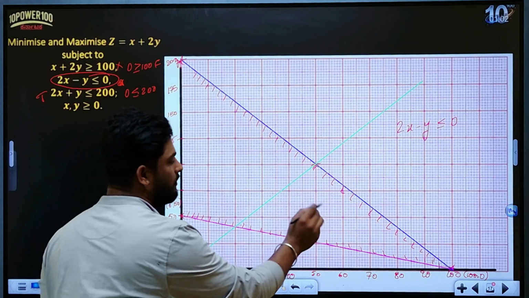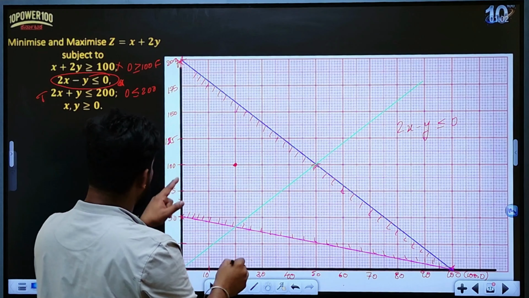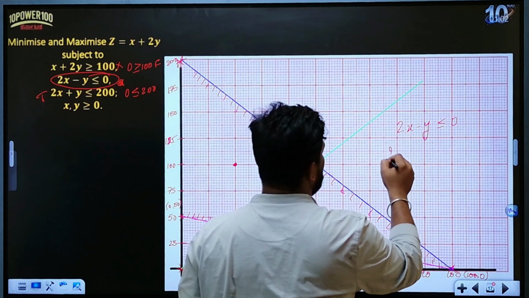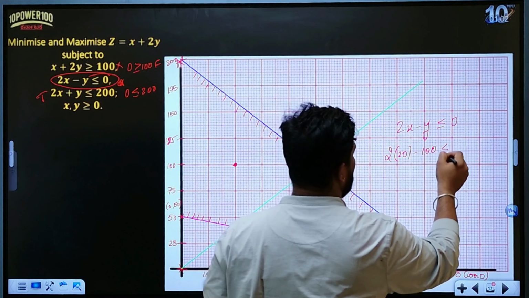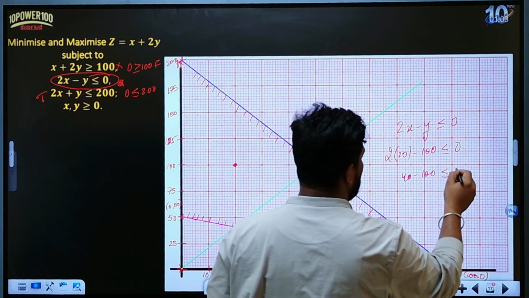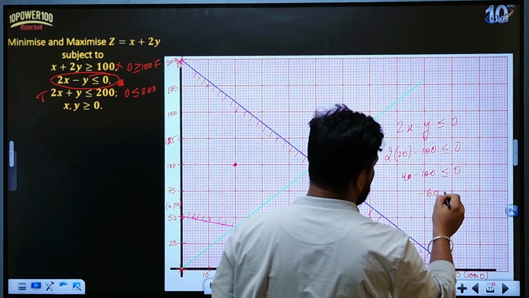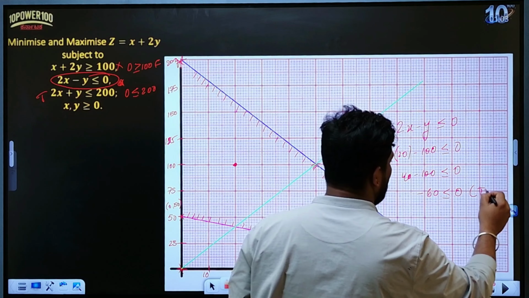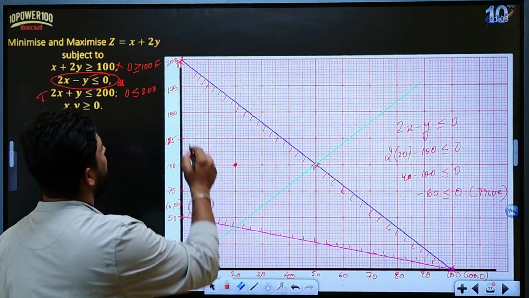Last time I took the bottom region, so I'll take this one itself. So what is this point? x is 20, y value is 100. So 2x minus y is 40 minus 100 less than or equal to 0. So this is how much? Minus 60 less than or equal to 0. So this is true, no? So this is true, that means this is the region, children, okay?